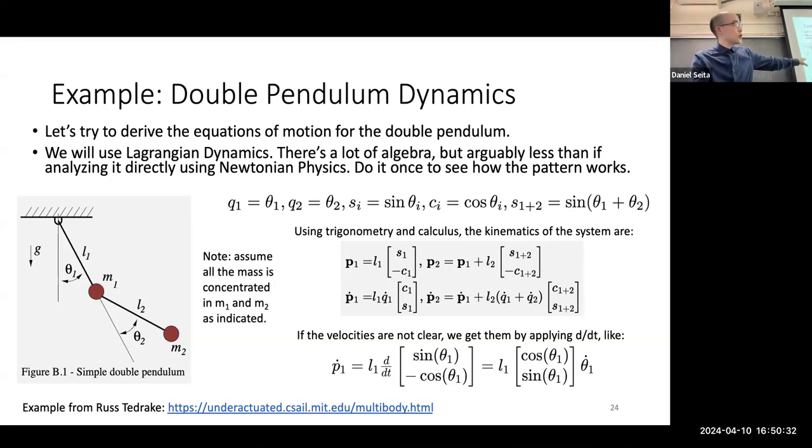All right, any question on this so far? Then we'll discuss computing the kinetic energy, potential energy, and then putting it into this, and then we get our equations of motion. So again, the whole point is to compute equations of motion from the kinetic and potential energy.